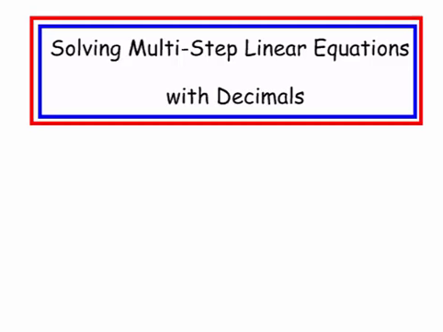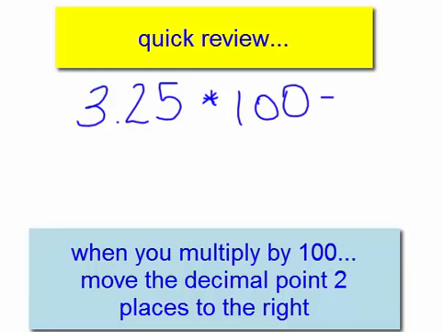Let's talk about solving multi-step linear equations with decimals. Let's begin with a quick review. If I have 3.25 and I multiply it times 100, I simply move that decimal point 2 places to the right. My answer here would be 325.